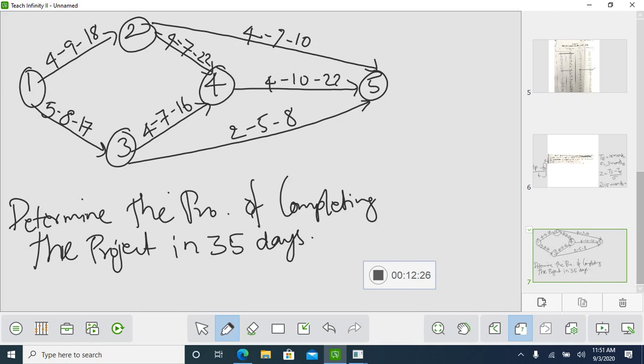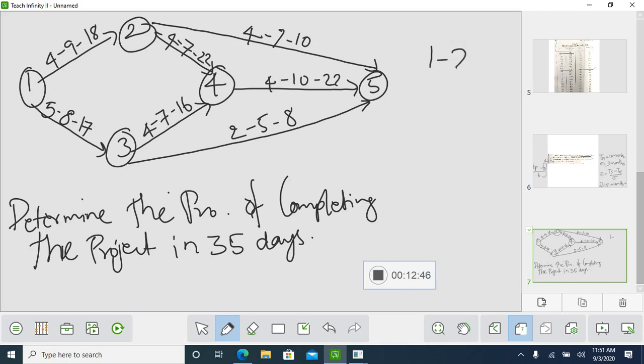So how you will do? First, what step you have to do? You have to find out the small te, expected time. So find out the expected time and variance. So list down all the activities. Students, list down all the activities.